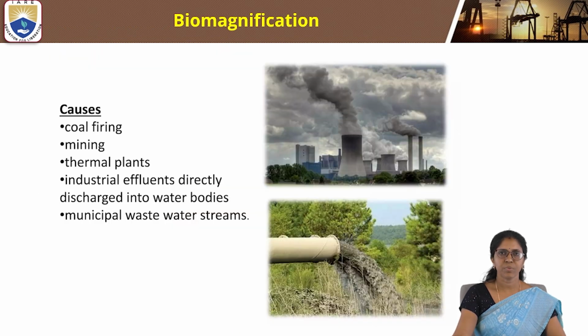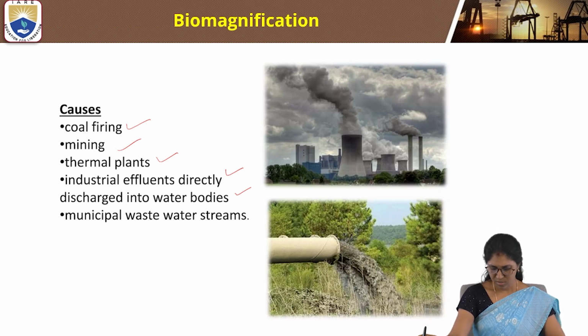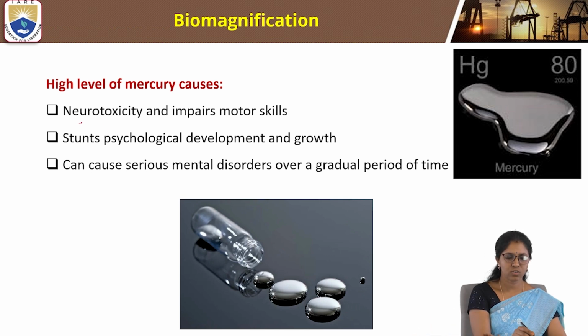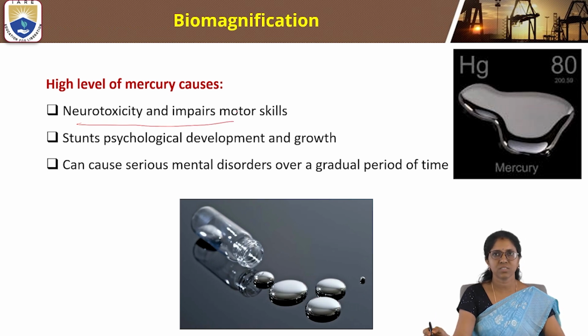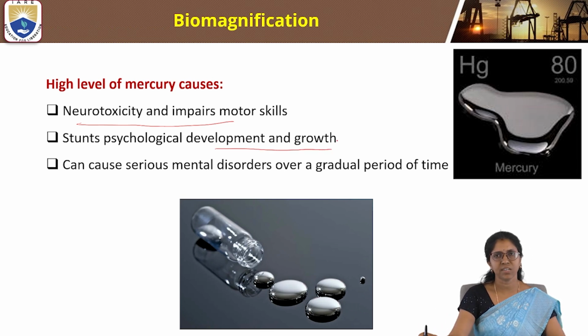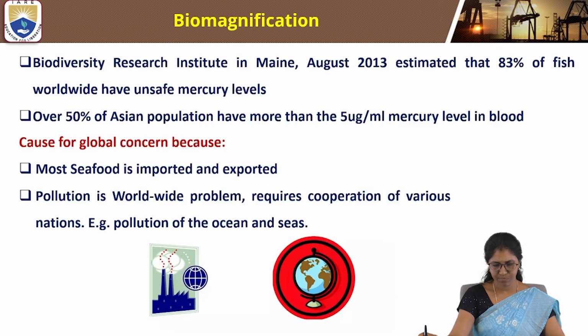What are the causes of rising mercury levels in fish? It comes from coal burning due to mining and thermal plants, from industrial effluent directly discharged into water bodies, and from municipal wastewater streams. What are the effects of a high level of mercury? It causes neurotoxicity, impairs motor skills, affects psychological development and growth, and can cause serious mental disorders over a gradual period of time.